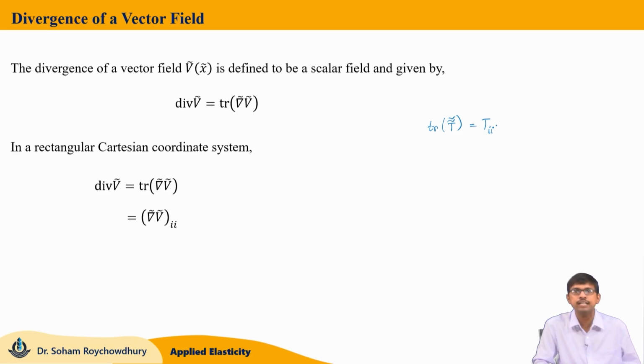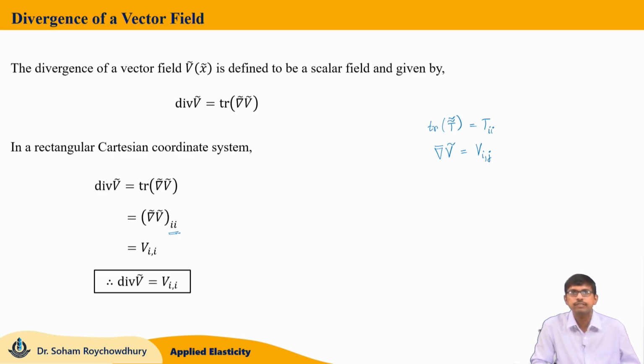So, trace of grad V is the ii component of grad V, and we also know that gradient of V was defined as V_i,j. So, basically this would result in V_i,i. We are taking i and j to be the same, as both the indices are the same here. Gradient of V is V_i,j, the trace of that results in V_i,i. So, divergence of any vector field V is equal to V_i,i.